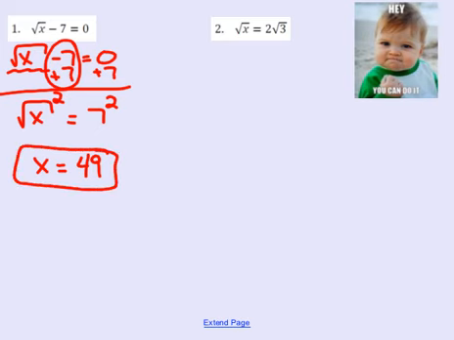So first things first, I had to isolate the x, get it by itself, so I added the 7 to get rid of the subtracting 7. And then the opposite of a square root is squared.